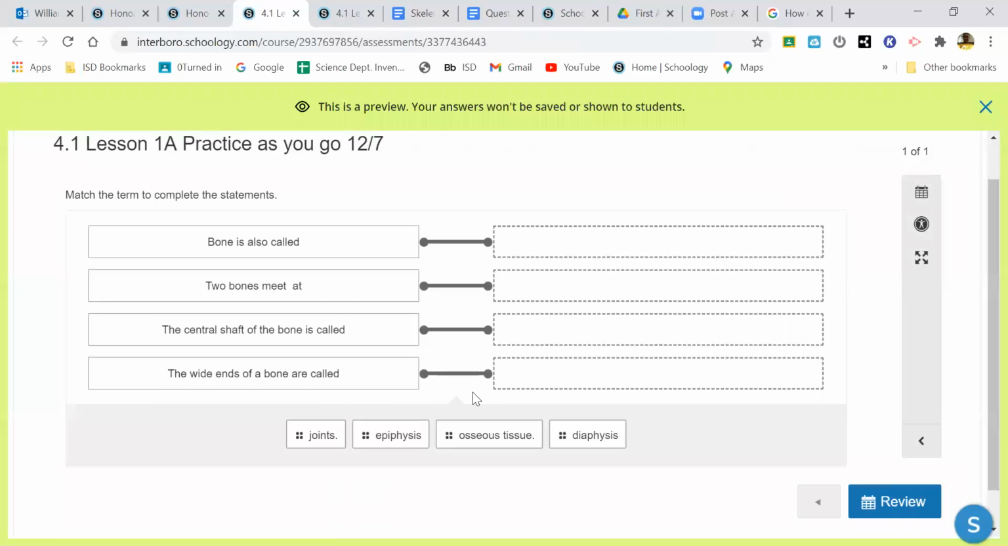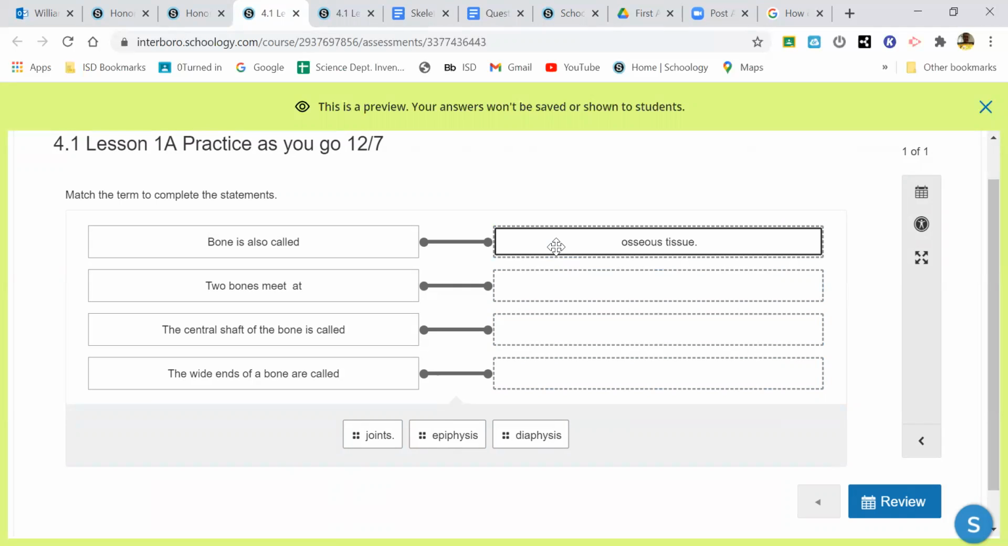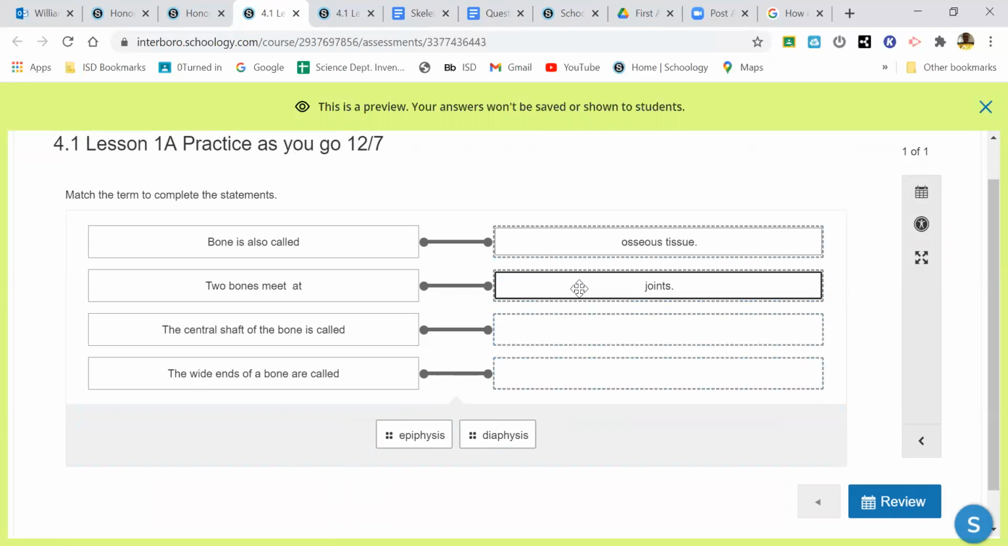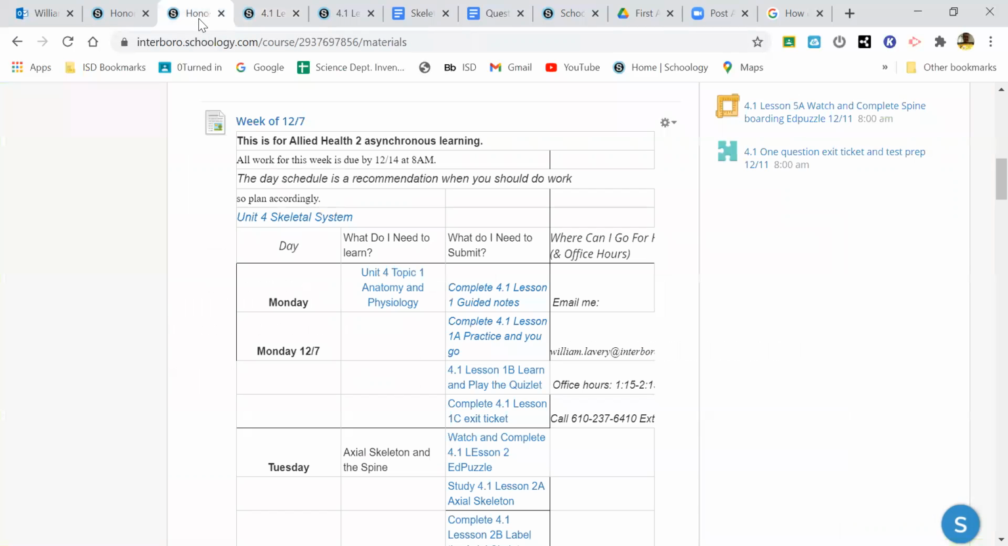So, what is bone also called? Bone is also called osseous tissue. Osseous tissue, right. Two bones meet at the joints. Very good. The shaft of the bone is called the diaphysis. The diaphysis, right? And then the wide ends I called epiphysis. Very good. You can turn that in.